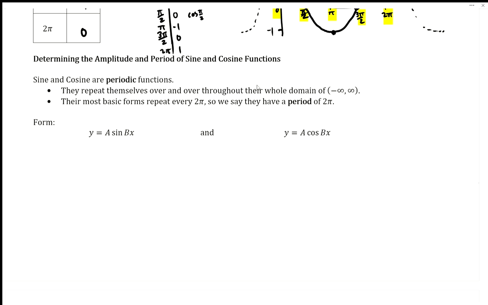Hi everyone, and welcome to our video on graphing some sine functions. So we're going to graph two, but we're going to introduce the generic forms for these more advanced trig functions.